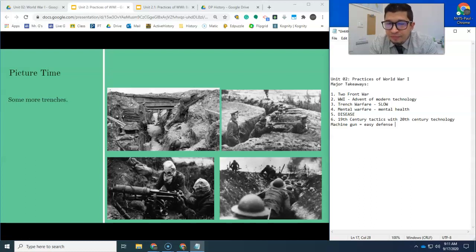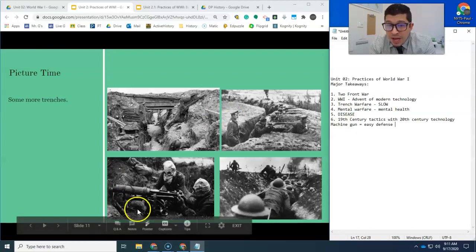Now, if you put 20th century technology into the war, and you have 100 men, and I have 10 men, but my 10 men have automatic weapons, machine guns that fire hundreds of bullets per minute, I am going to win with my 10 men every single time. So the machine gun made World War I a very defensive war. When you are running at enemy trenches, you have to run through machine guns. That is very difficult to do.